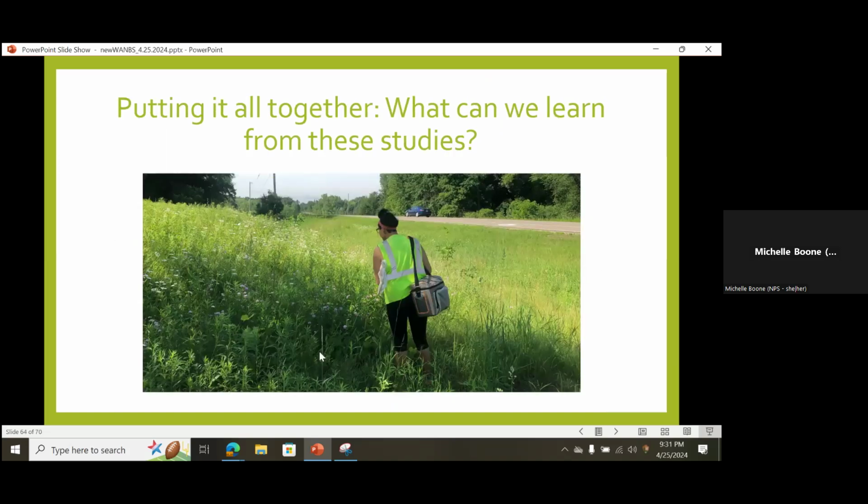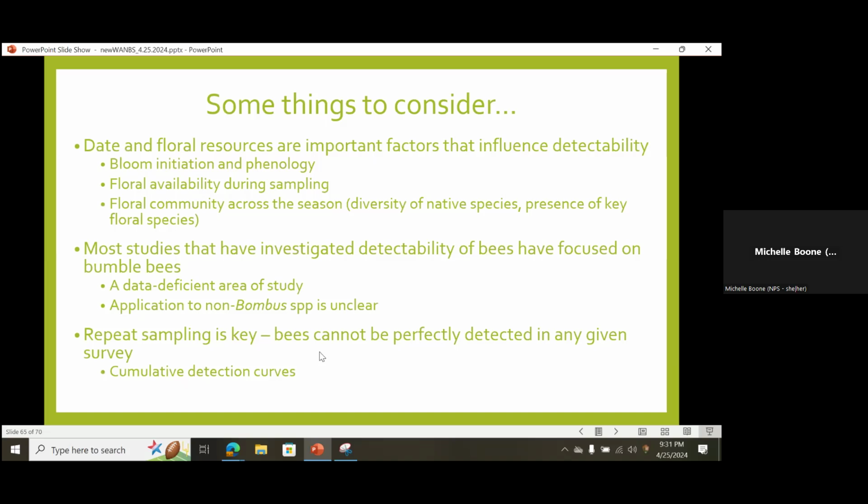So what can we learn from these studies? Well, as we've seen for both rusty patch and Western bumblebees, and bees generally, date and floral resources are really important factors that influence detection probability. But they're complicated because it's not just plant cover or number of plants. It also matters things like bloom initiation, the phenology of the plants, but all different metrics associated with those floral resources affect detectability.